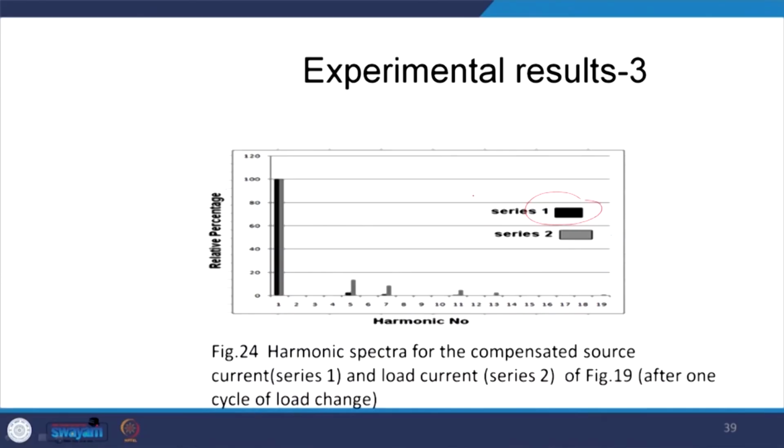And that is what the harmonic spectrums are. You can see the harmonic spectrum, where the black one is the compensated current and the gray one is the uncompensated load current. The black one is 100%, thereafter this one is the 5th harmonic, this one is the 7th harmonic, this one is the 11th harmonic, and so on. This is the harmonic spectrum of the load current before and after compensation, and the source current before and after compensation.